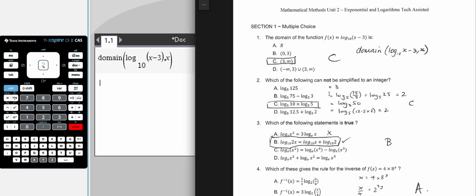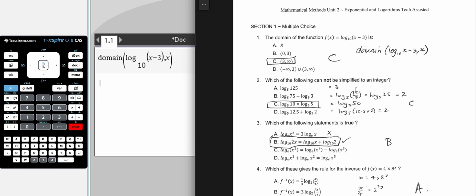If I look at the next question, it says, which of the following cannot be simplified to an integer? So B will give us 2, A will give us 3, and then C, we can see that it's just going to be log 5 of 10, because times log 5, that becomes 1, so we know it's going to be log 5 of 10, because there's no way that that's going to end up being an integer, so we know it's C.